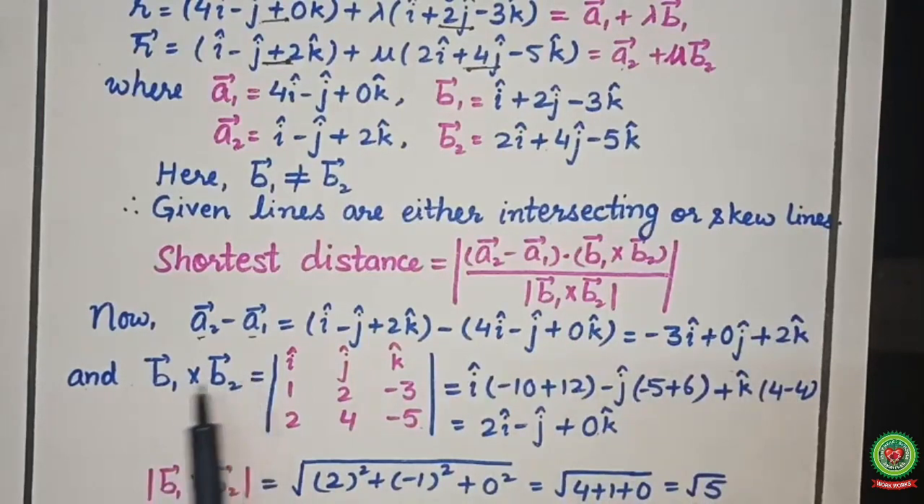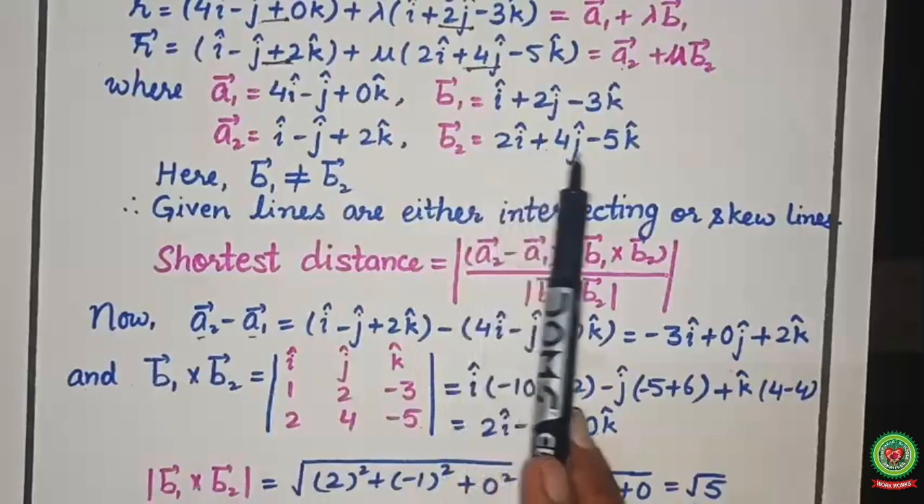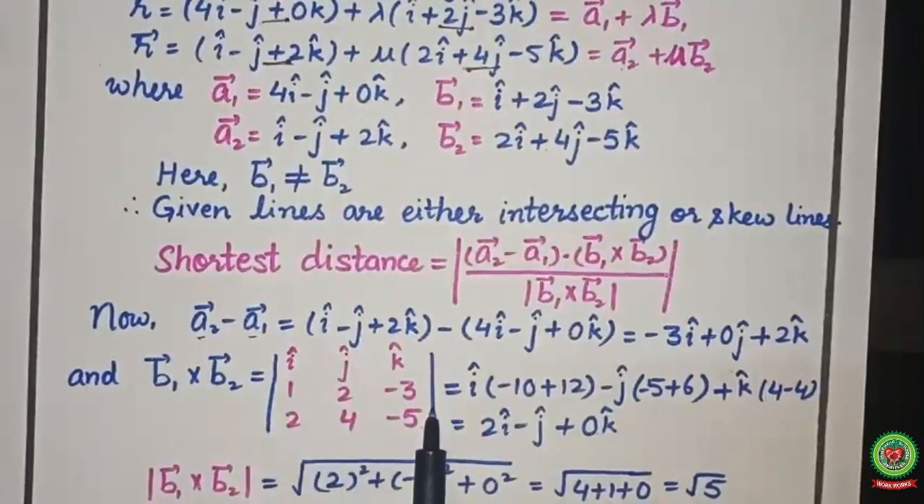And b1 cross b2, that is we have to find the cross product of b1 vector and b2 vector. So again we will use a determinant i cap, j cap, k cap. Then put the value of b1 coefficients, that is 1, 2 and minus 3. And for b2 it is 2, 4 and minus 5. Now simplifying it with i cap, we will get 2 fives are minus 10 and plus 12. Then with minus j, it is minus 5 plus 6. Then plus k cap is equal to 4 minus 4. So on simplifying, we get 2i cap minus j cap plus 0k cap.